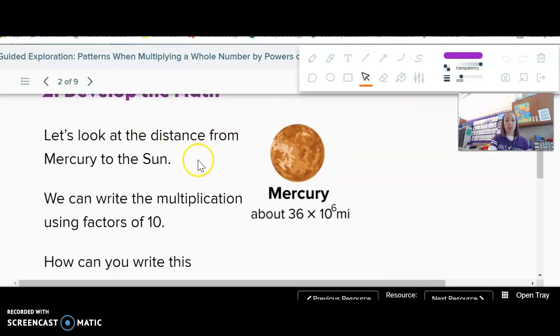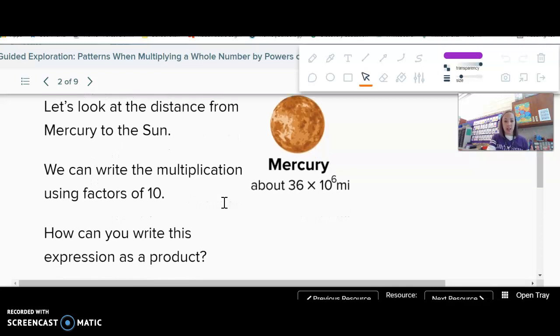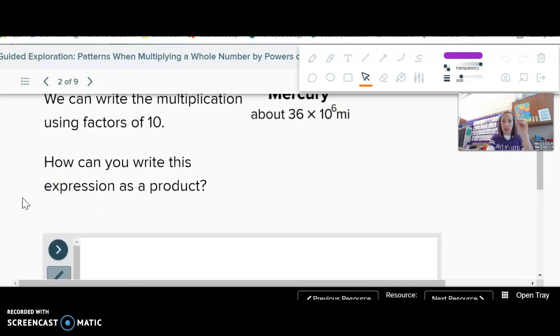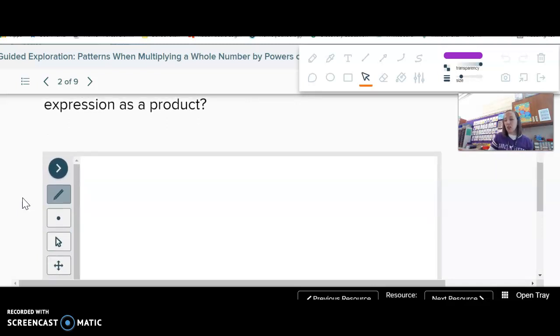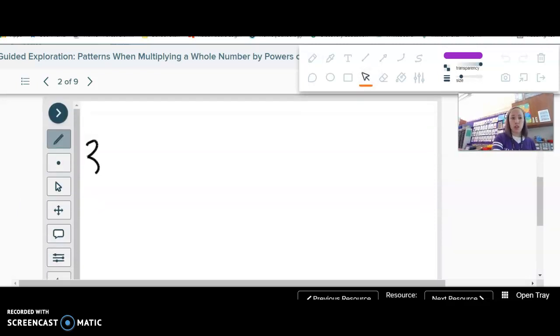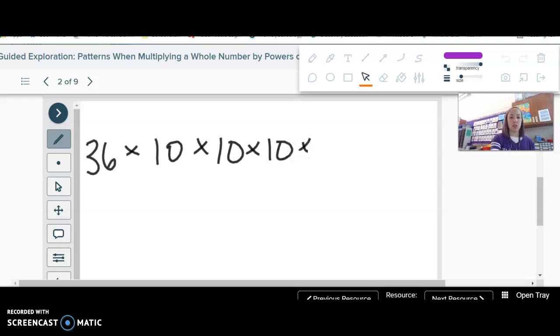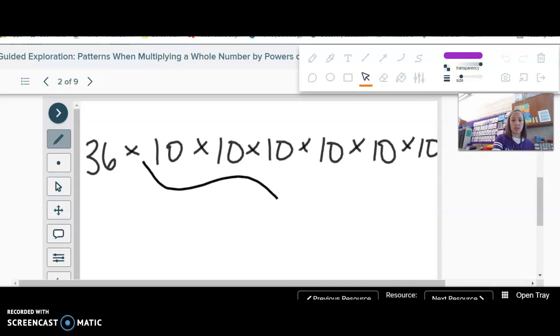So first, let's look at Mercury to the sun. 36 times 10 to the 6th. First, we'll write it using factors of 10. So we're writing it out as an expression, instead of writing 10 to the 6th, what all those 10s look like. On the first line on your paper, I want you to write 36 times, and then 10 to the 6th. How many 10s is that? All right, 6, because it's 10 to the 6th power. 1, 2, 3, 4, 5, 6. That's what 36 times 10 to the 6th means. This is the 10 to the 6th part.